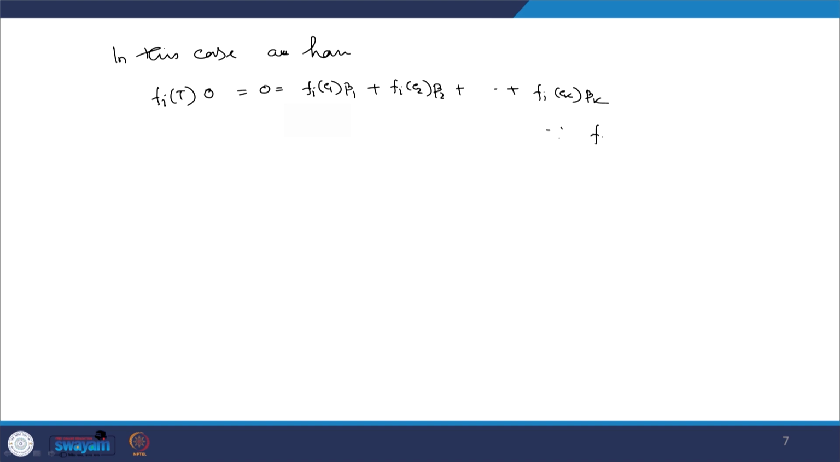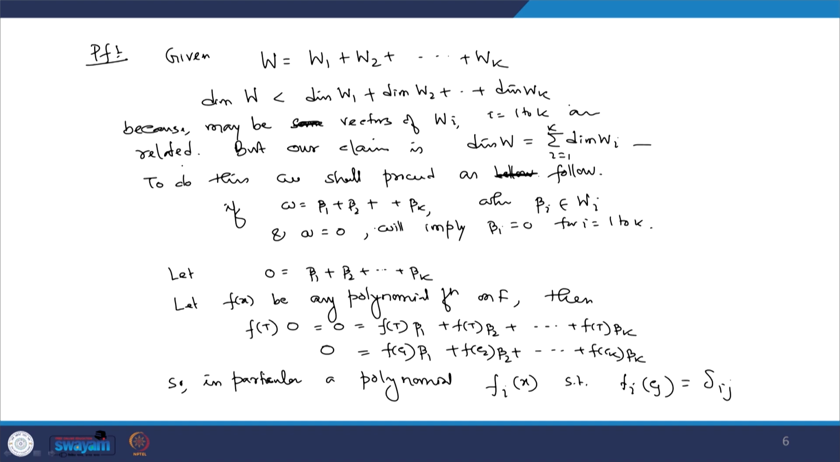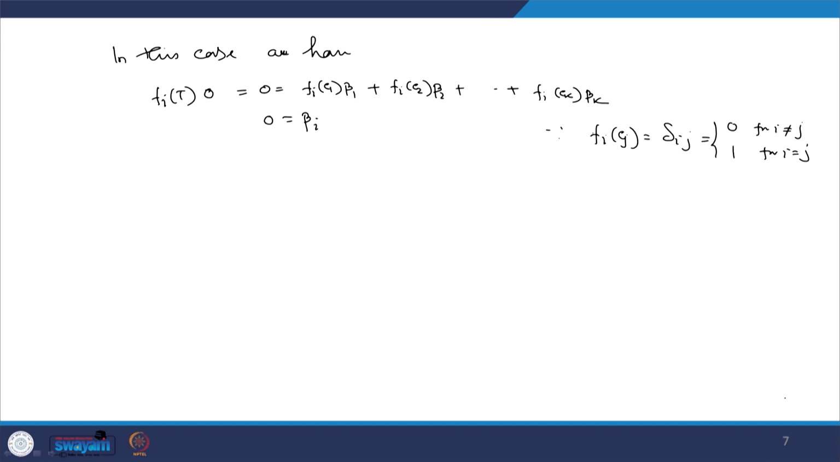Since φi(cj) equals δij, which is equal to 0 for i not equal to j and 1 for i equal to j, this implies 0 equal to βi. So, this is true. Here I have taken the polynomial fi, for i equal to 1 to k. You can take f1, f2, f3, fk, and applying each of them we will see that β1 equal to 0, β2 equal to 0 and βk equal to 0.